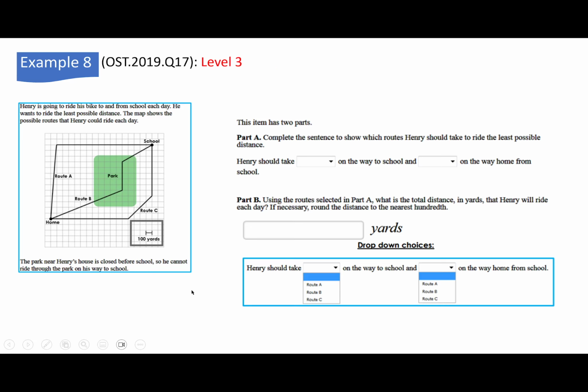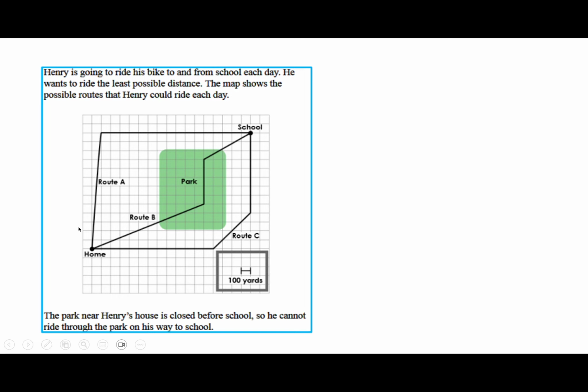Okay, so again, here he can go this way in the morning or this way in the morning. In the afternoon, he can come back this way or this way or this way. So basically, I need to know the lengths from here to here, from here to here, from here to here, from here to here.